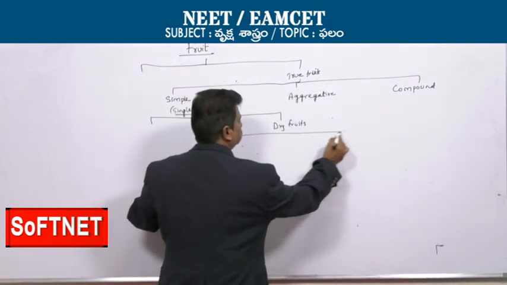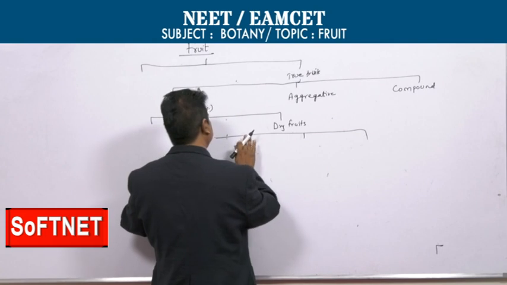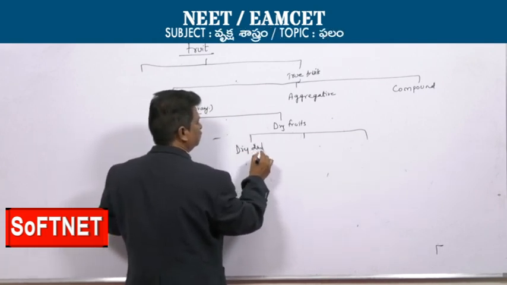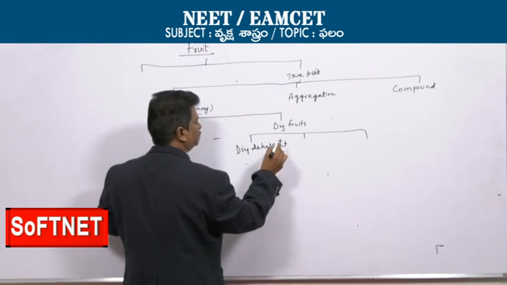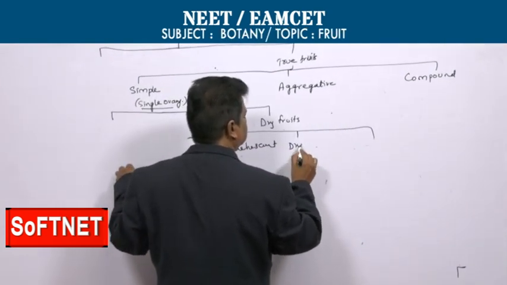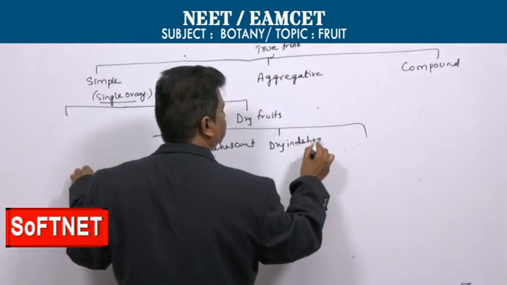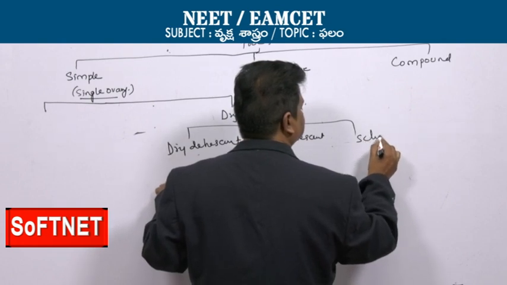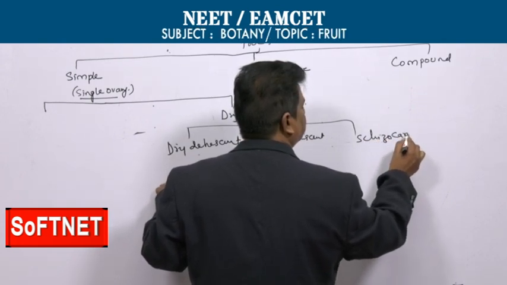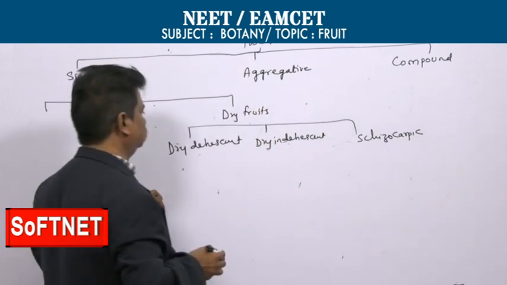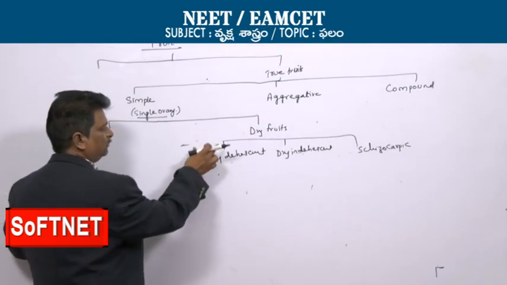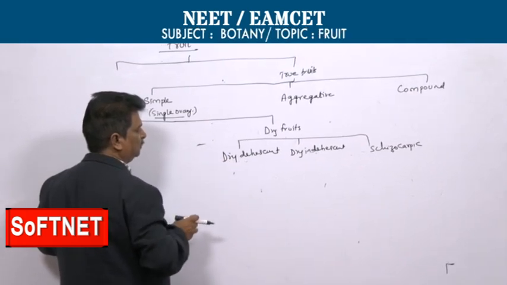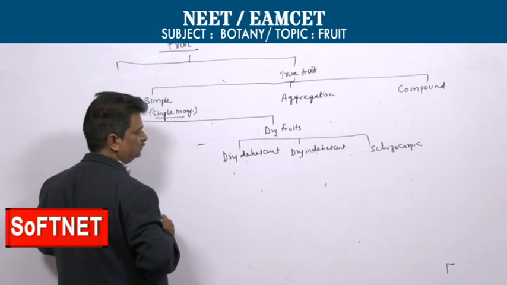One is dry dehiscent, second one is dry indehiscent, and the third one is schizocarpic fruits. These are three types of dry fruits. In this, the first one is dry dehiscent.